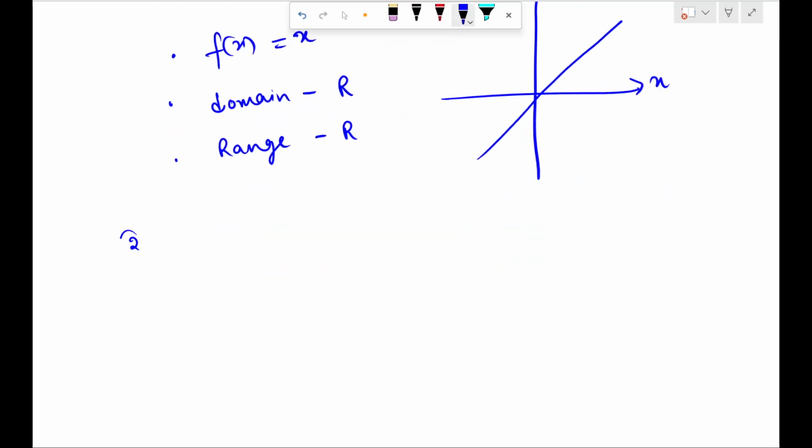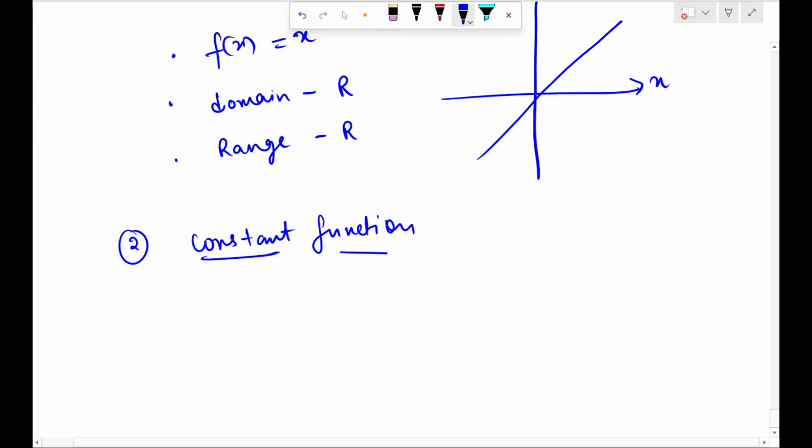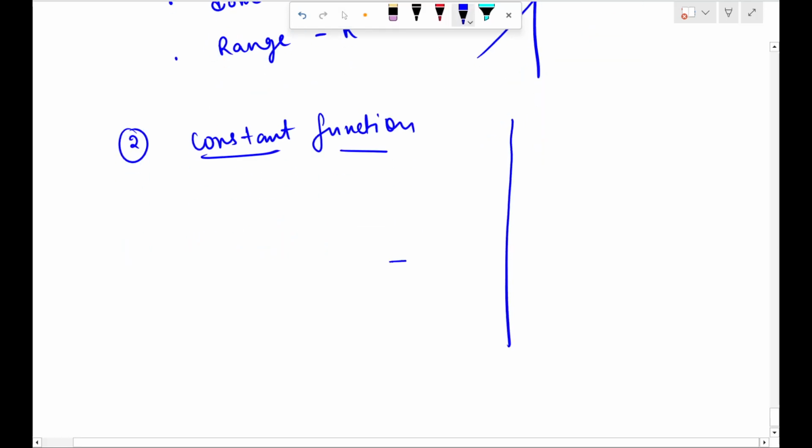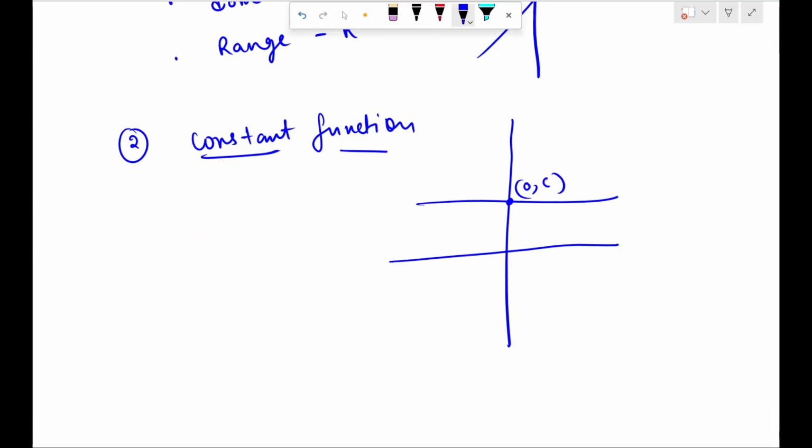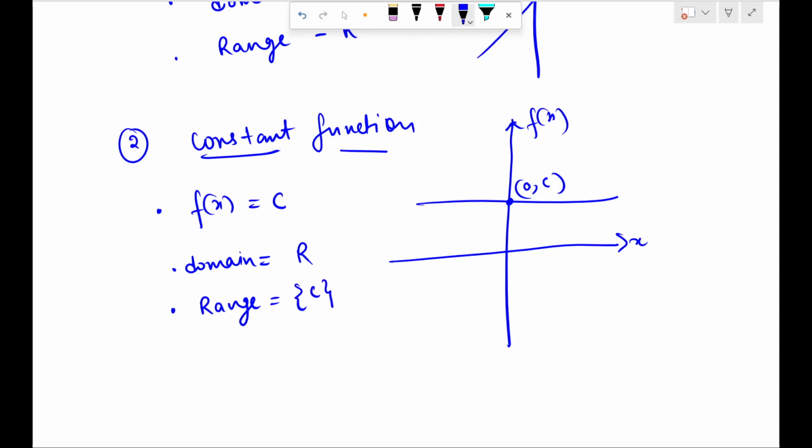Second, we have a constant function. Its graph will look like this. So this is a point C, and we have the x-axis and this is f of x. It is a function defined as f of x is equal to C. So its domain is R and its range is C, where C is any constant.